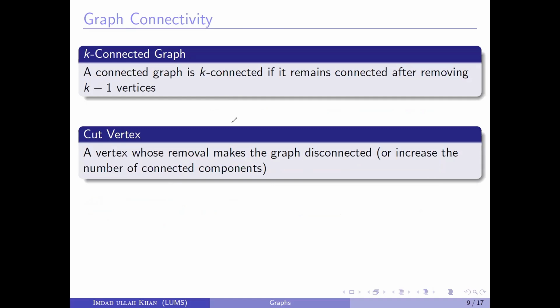Some more terms about connectivity. A k-connected graph is a connected graph if it remains connected after removing k-1 vertices. And a similar term over here is cut vertex: a vertex whose removal makes the graph disconnected. When we say disconnected, that means that we are increasing the number of connected components.